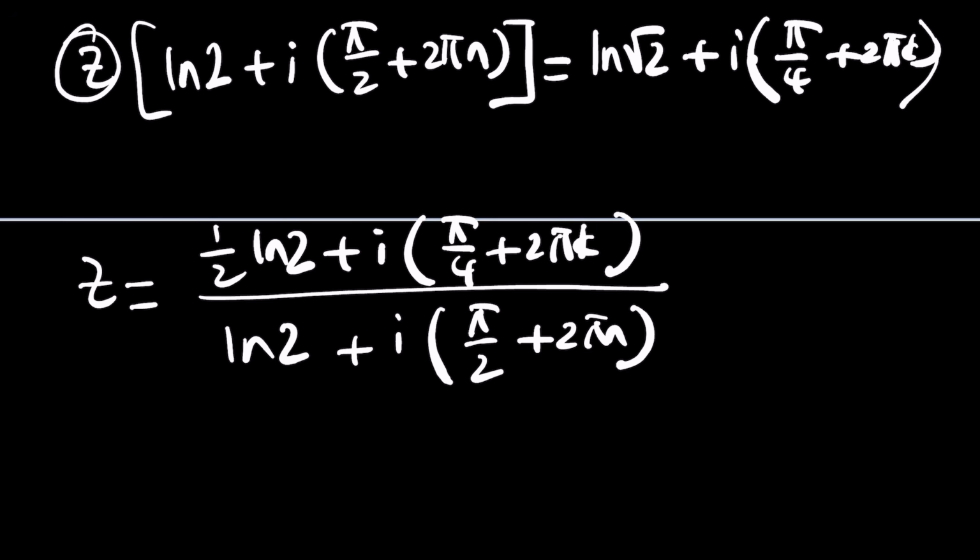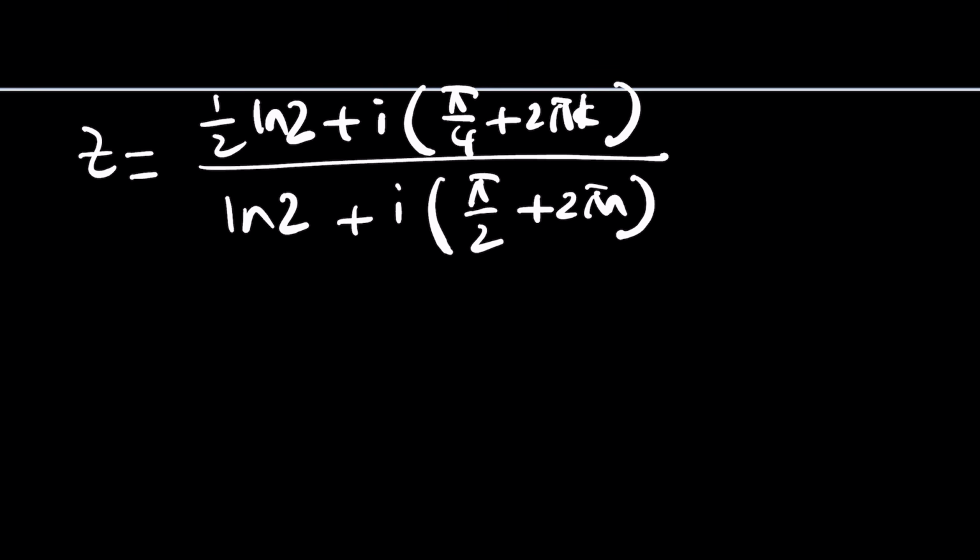Now, something interesting happens here. This is the general solution, right? But do we really need k and n both? Let us know in the comment section what you think, and we'll discuss. But then when n and k are both 0, something interesting happens. Let me show you. These will disappear. We're going to have a simpler solution.